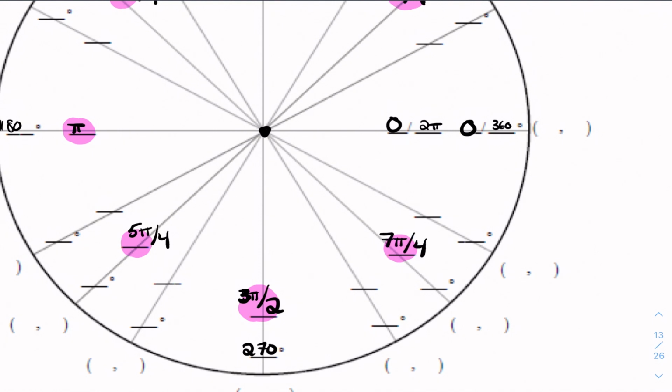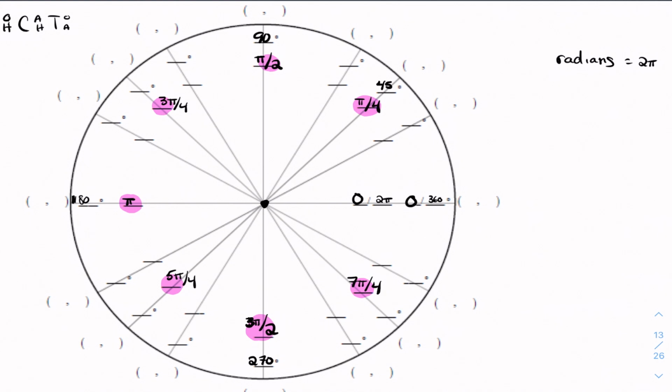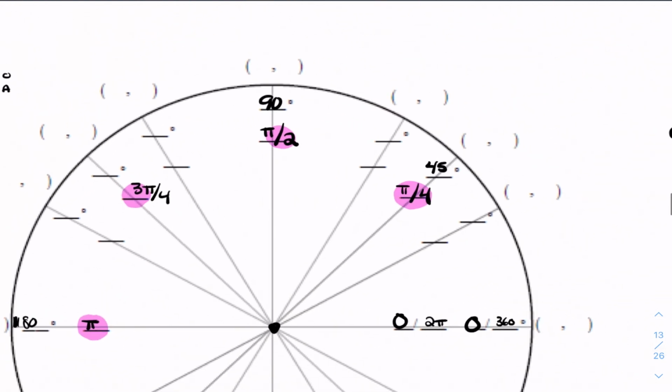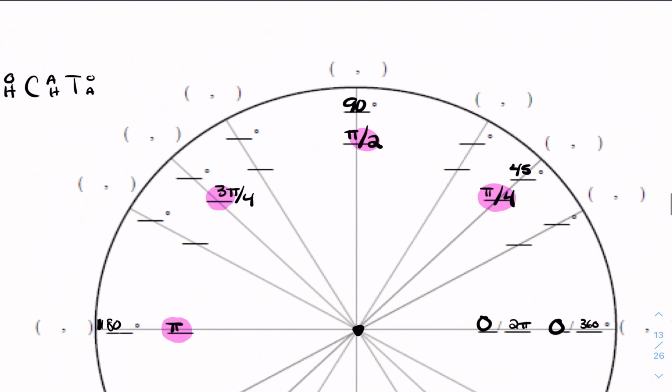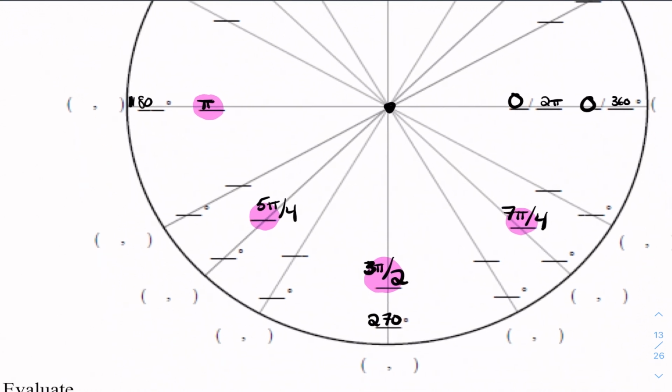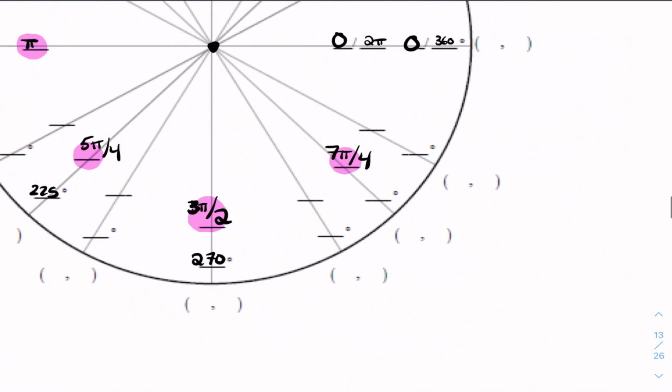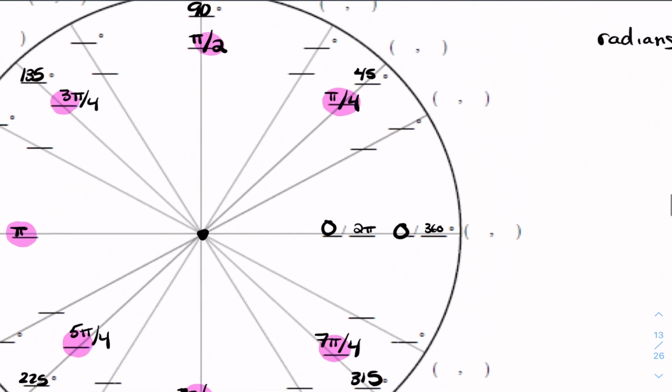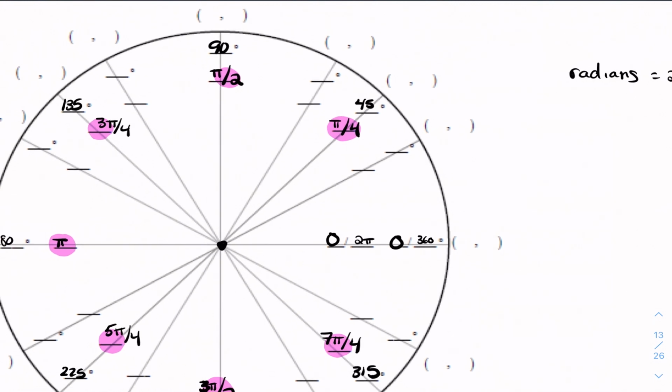That is just strictly counting in quarters. If I did the matching degrees, we would have 45, 90, then another 45 is 135, and then another 45 is 180, and then another 45 is 225, 270, 315, and then 360. So we're just dancing around the unit circle, filling in the values.